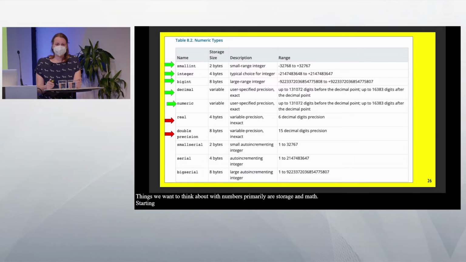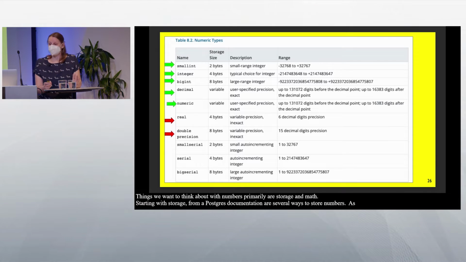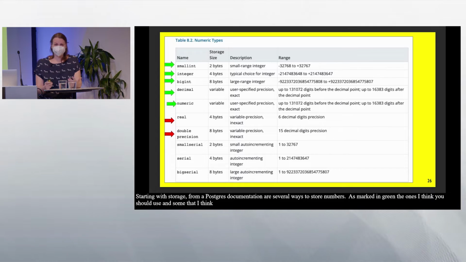From the Postgres documentation, there are several different ways to store numbers. I've marked in green the one that I think you should use, and some that I think are generally a good idea to steer away from.